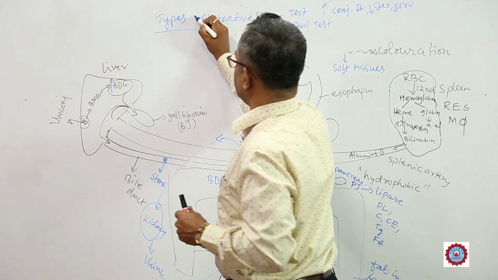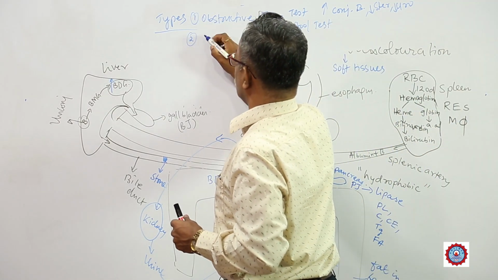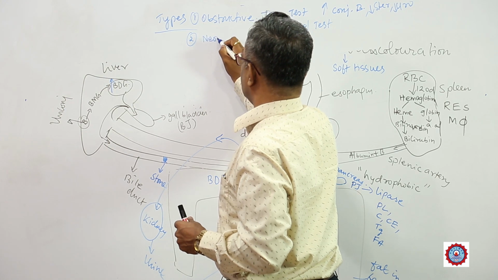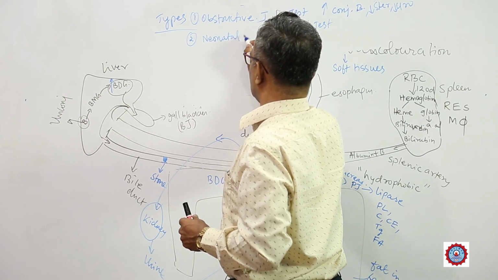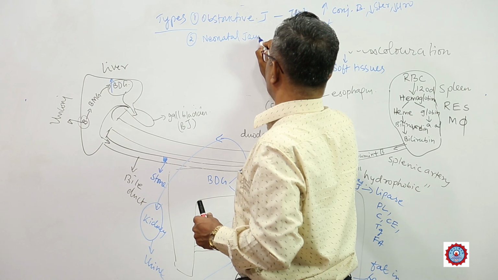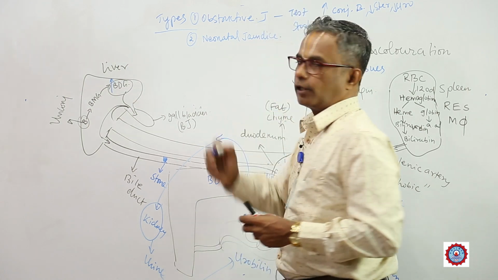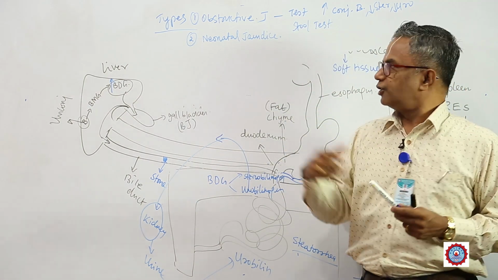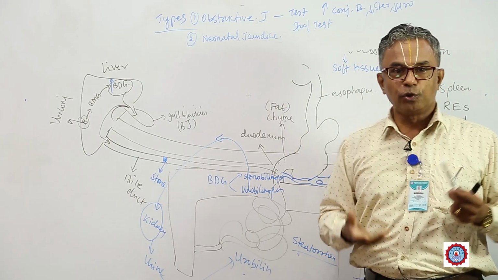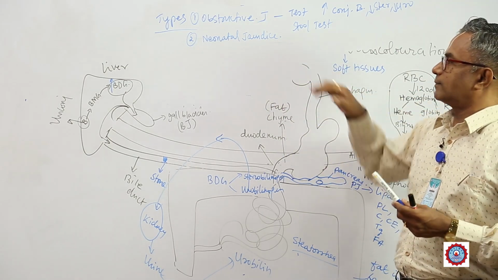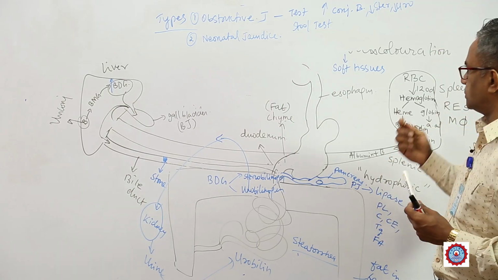Now, we will go to the second type of jaundice. The second type of jaundice is neonatal jaundice. There are many types of jaundice, we will see how many we can cover today. Neonatal jaundice means, neonates means just born babies, newborn babies. Newborn babies will have jaundice. So, how do they have jaundice?